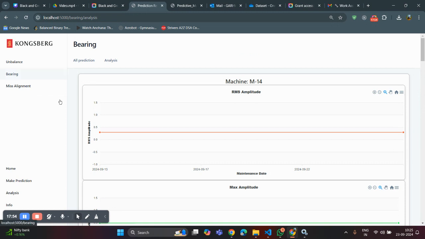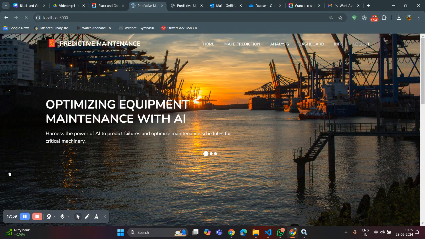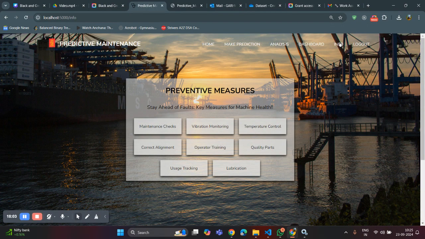Okay, and the other feature which we have is the information tab. In this tab, we can read different articles related to maintenance, like vibration monitoring and all. So that is our system. So that's all from our side.